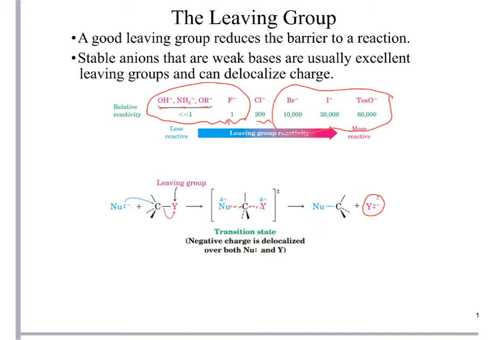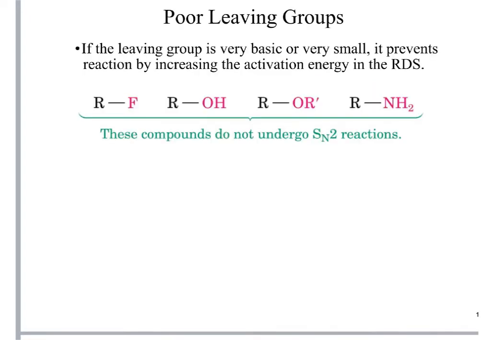And again, take a look at the difference in order of reactivity. Tosylate is 60,000 times more reactive as a leaving group relative to fluoride, which is a very strong base with a weak conjugate acid, hydrofluoric acid, and therefore less likely to be expelled and exist as an ion in solution. So poor leaving groups that would first need to be activated in order to be expelled are fluoride, hydroxide, alkoxide, and amide. So these compounds would not undergo direct SN2 reactions.